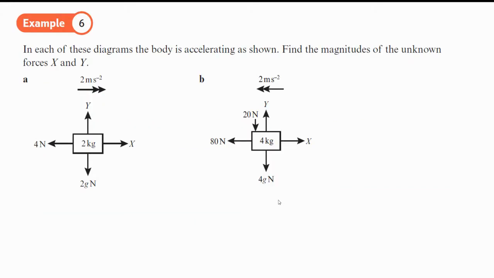Okay, so look at another example. In each of these cases, there's two separate questions here. They're not to be combined in a single question. The body is accelerating as shown. Find the magnitudes of all the unknown forces, x and y. So you've got this one accelerating to the right at 2 meters per second squared, and it's got a mass of 2 kilograms, and then it's got all these different forces. So y and x are what we're looking for, and it's got 4 newtons going this way, and it's got 2g going down, so that's 2 times 9.8.